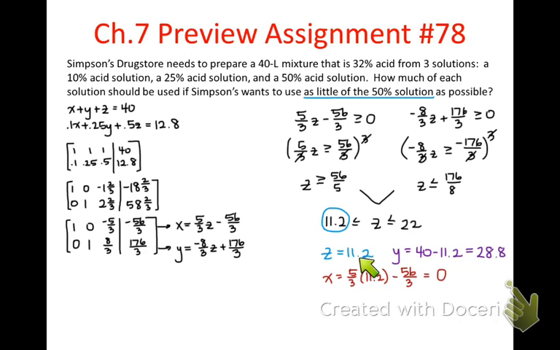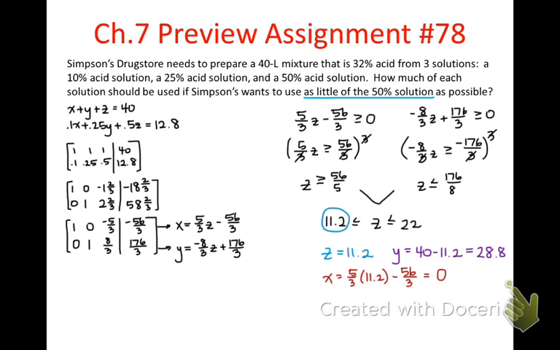We know that the least amount I can use for the 50% is 11.2 liters. If I do that, then I'm not going to have any of my 10% solution, and I need to mix the 11.2 with 28.8 liters of my 25% solution. Are there any questions on that? So that should have been the hardest problem out of those reviews. And again, the biggest thing is this Gaussian elimination thing.